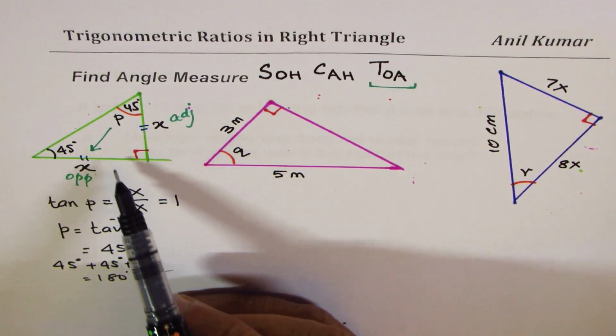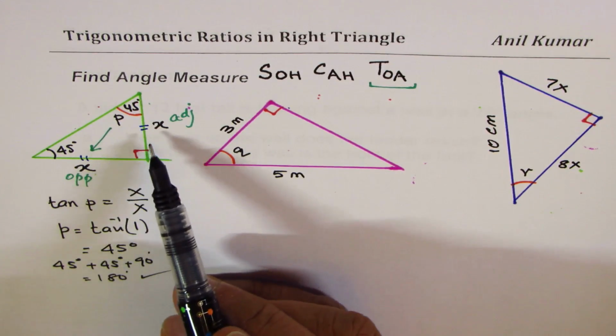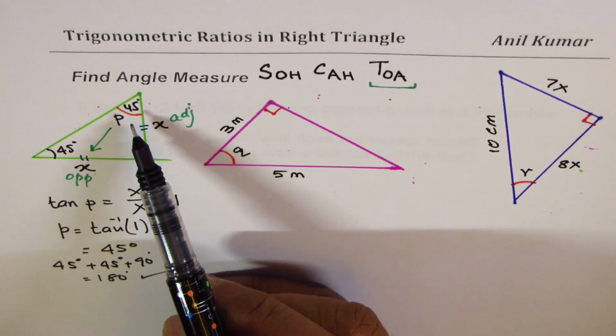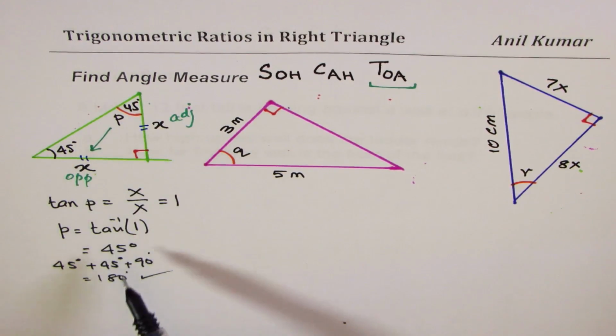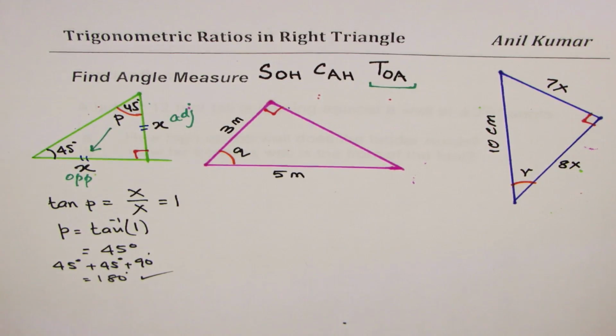So if we have a right isosceles triangle, as you know, the angle should have been 45 degrees, and that is what we get. So we are right. Is it okay? Perfect. Let's move on to the next one.